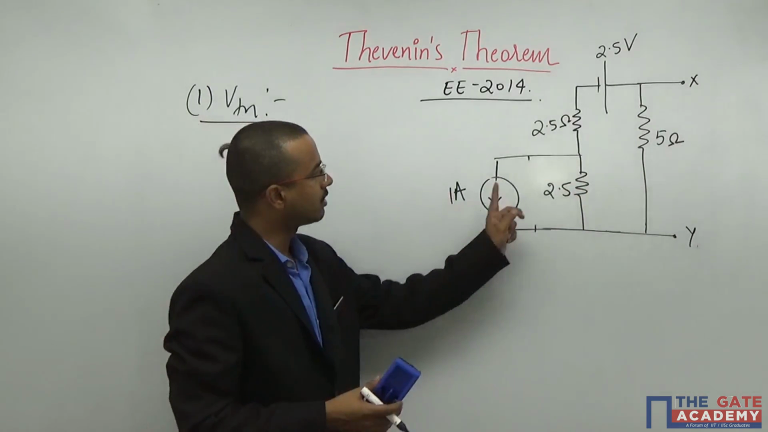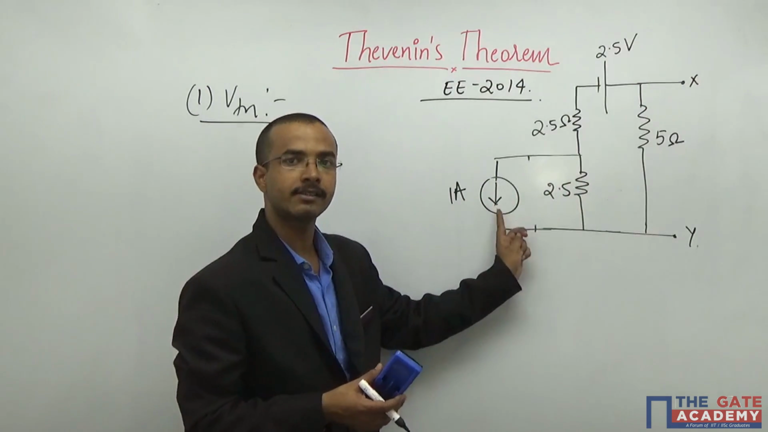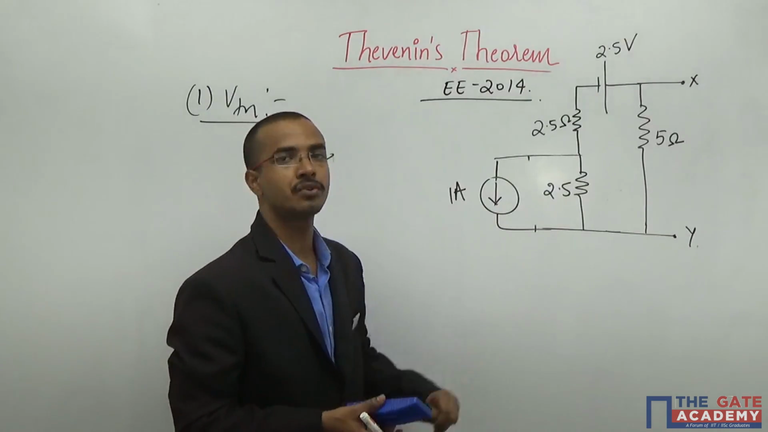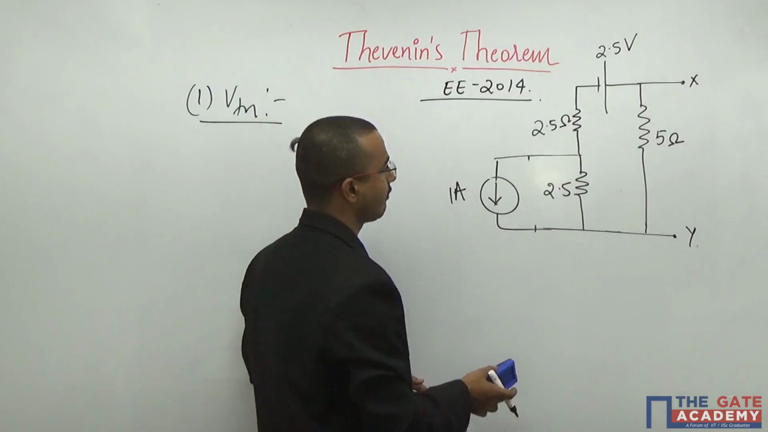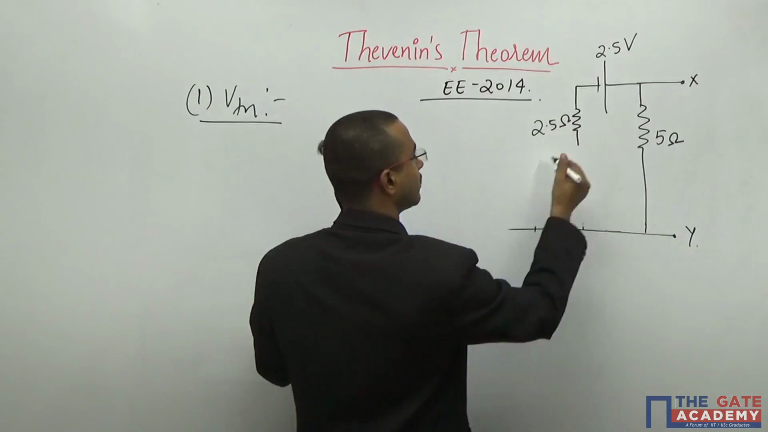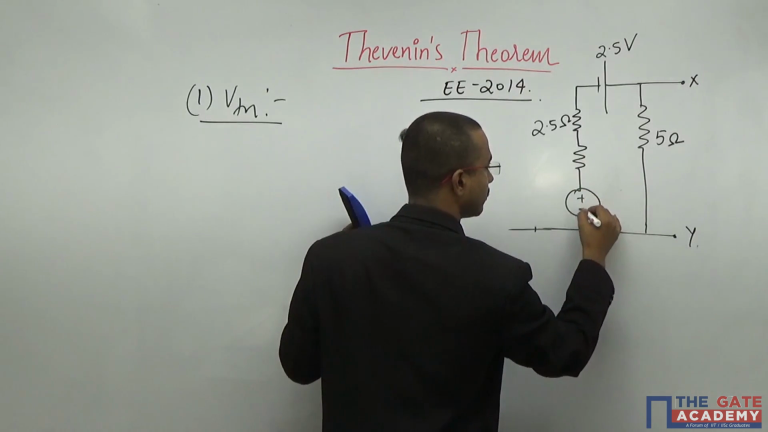Now again you got the practical current source. What will I do after this? I will apply the source transformation again from current source to voltage source, and the equivalent will be like this: 2.5 and the battery of 2.5.